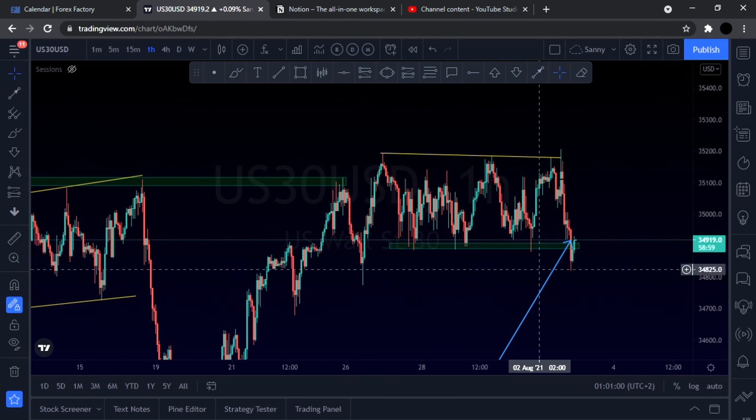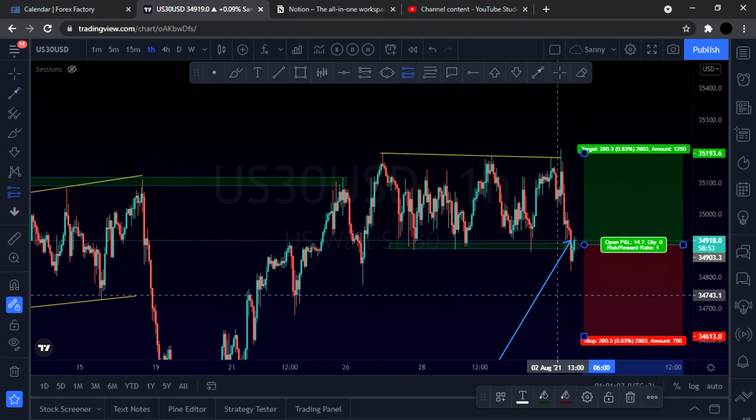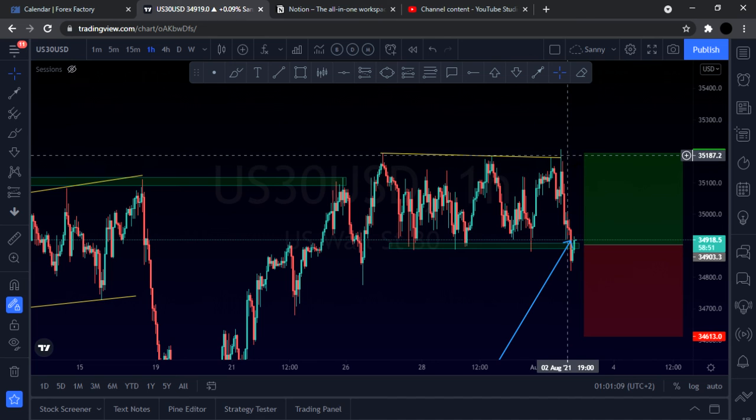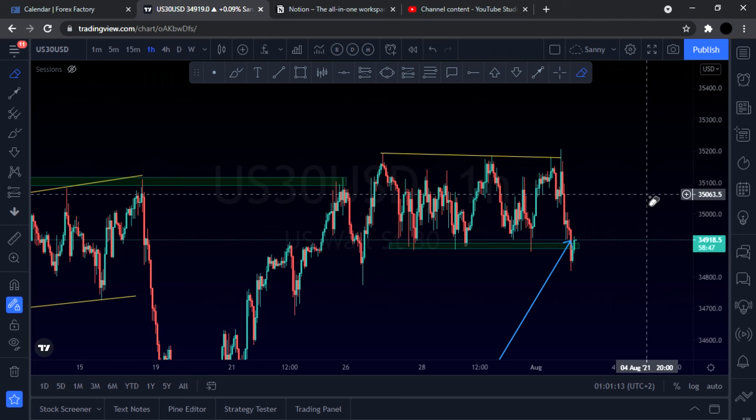You can be looking for buys, just wait for your confirmations and take a buy all the way up here, maybe for tomorrow, Tuesday, and then we'll have to see if price breaks, retests, and shoots to the upside. So that is just it on our weekly analysis.